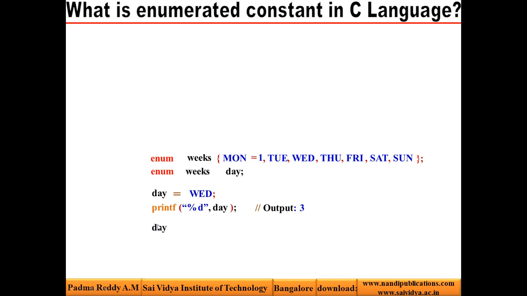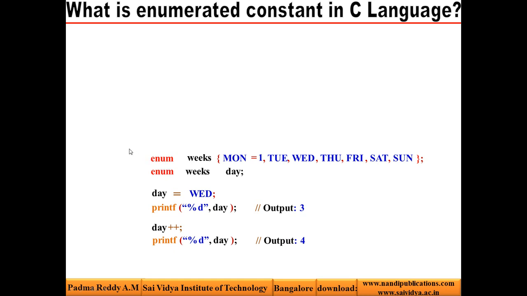Next statement, if I write day plus plus, the value of day, what is the earlier value of day? 3. That will be incremented by 1. Now the value of day will be 4. It will be Thursday. So the value of day is 4. If I print day, what is the current value of day now? 4. We get the output 4. That's all our job. It is a very small program.